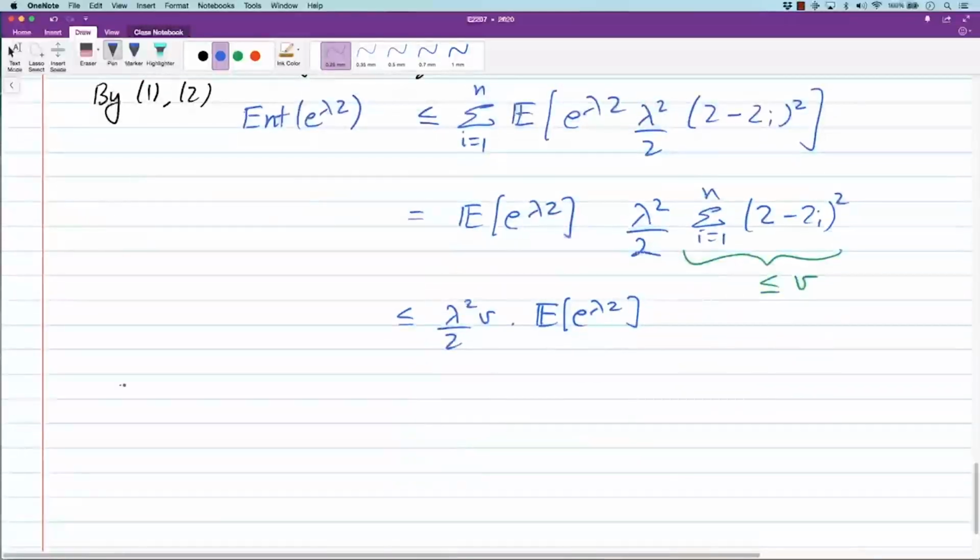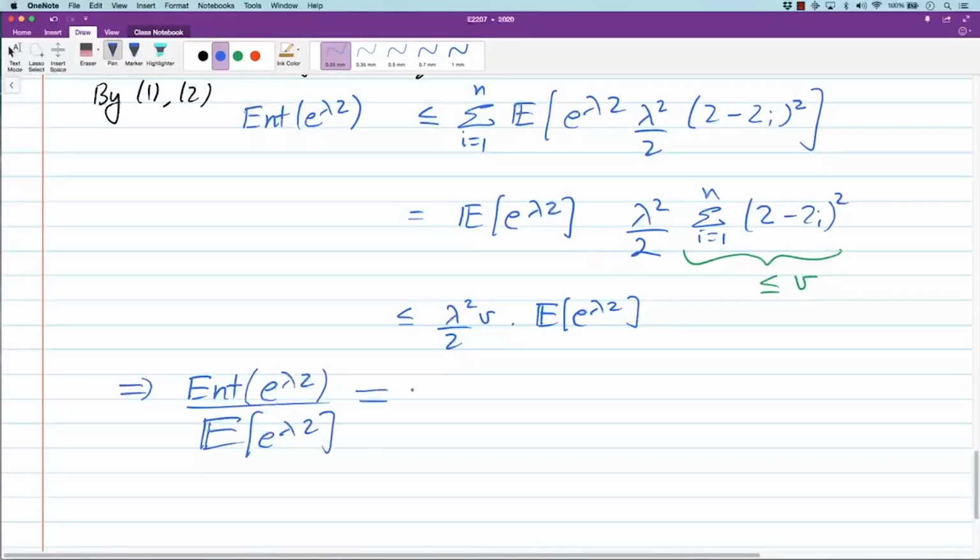Okay, so what we have is the entropy of e to the power lambda z divided by the expected value of e to the power lambda z. Remember that this is the divergence that we were looking for. This is the divergence of q lambda f from p, and we are showing that this is less than or equal to lambda square v by 2.